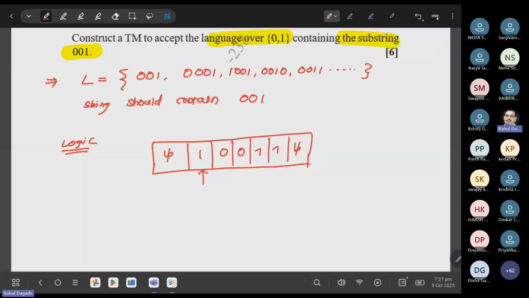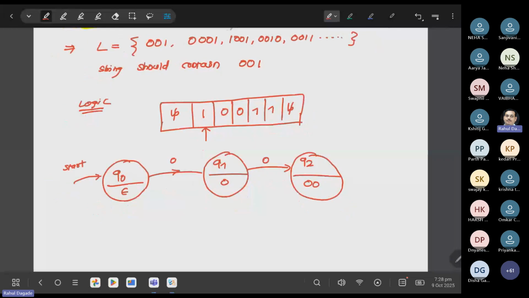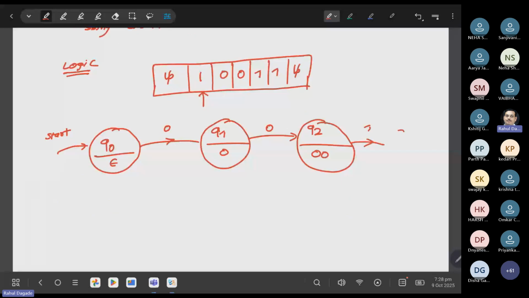So how can we design its finite automata? Q0 is the start state. It represents null, that is nothing. If I get 0, I come to the Q1 state, indicating I got 0. If I again get 0, I come to the Q2 state, indicating I got 00. And if I get 1 in this state, then I come to the Q3 state, indicating 001.